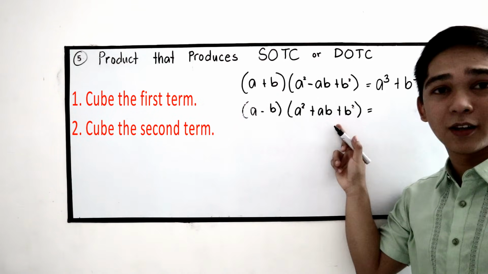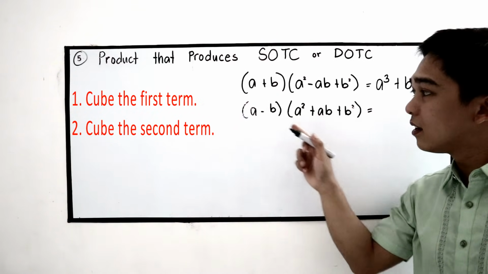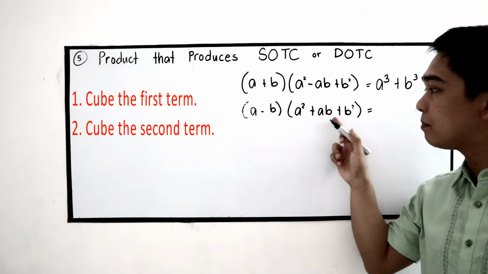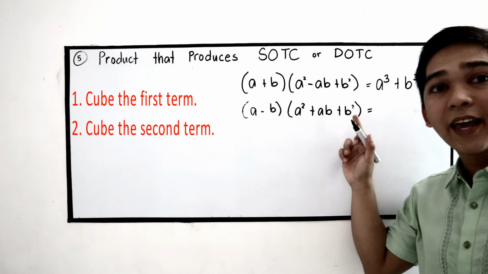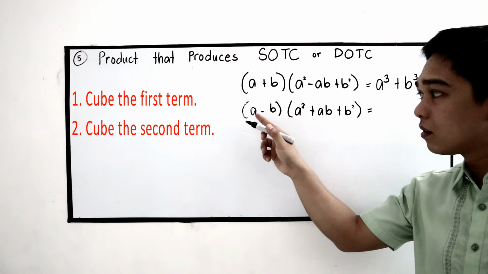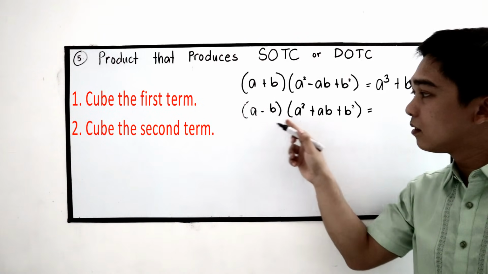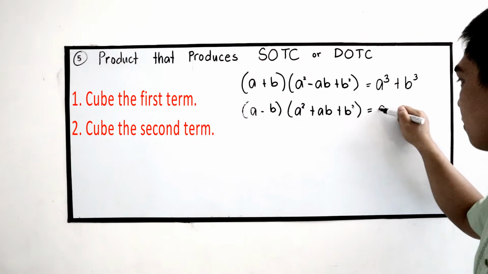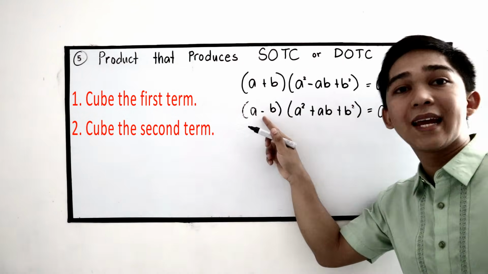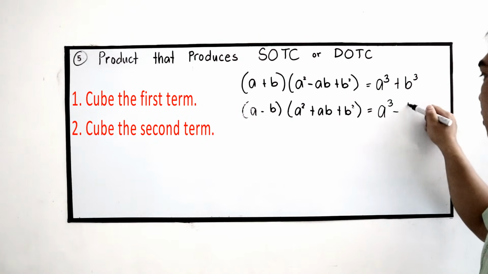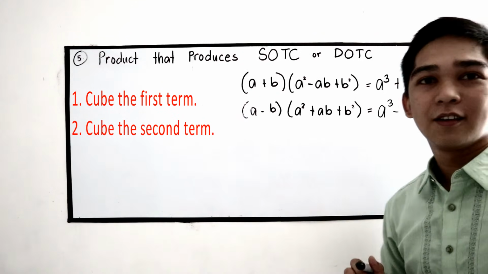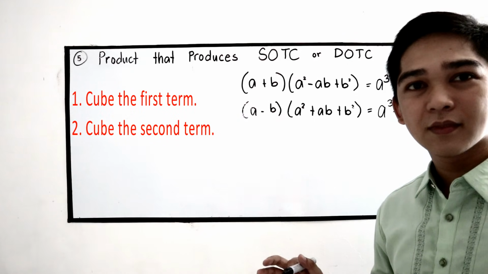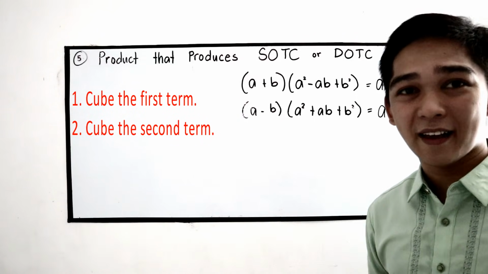Now the second expression is (a minus b) times (a squared plus ab plus b squared). Again, the same process. Focus on the binomial, then cube the first term, a cubed. The sign is minus b cubed. So that is very easy. Just cube the first term and cube the second term.